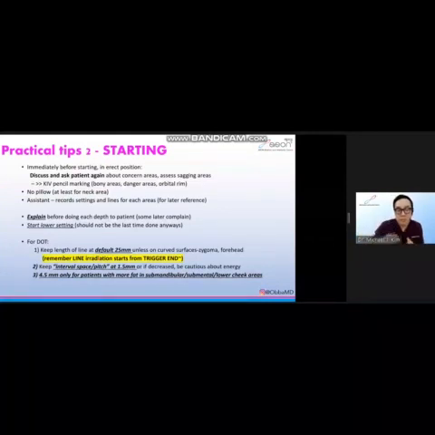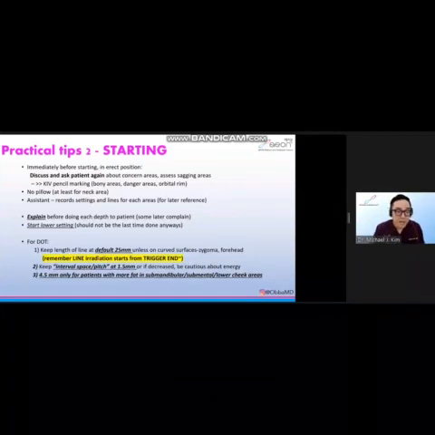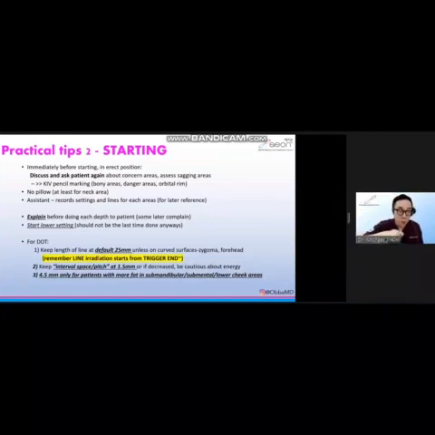Explain before you're doing each step. Tell them you're going deep. Tell them to expect some pain in certain areas when you're going deeper. I always start with the lower setting. And you can always increase the power as you go along during that session or at the subsequent session.